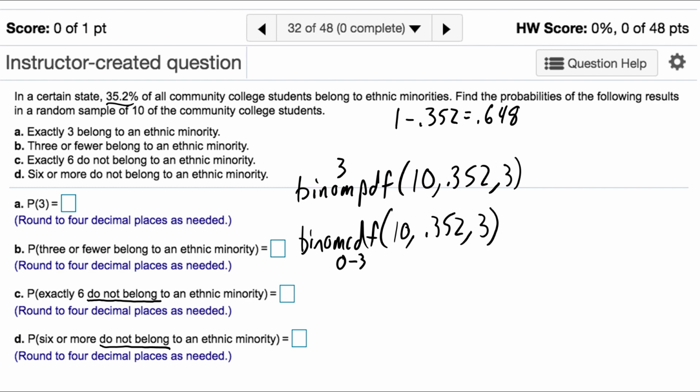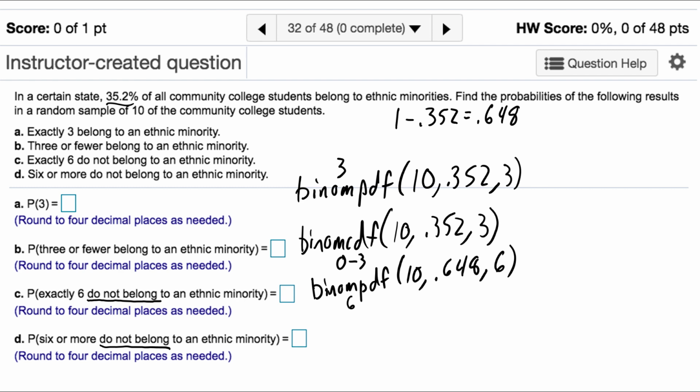Now that we know that, we can find these probabilities. Exactly 6 do not belong, so the exactly is going to be a binomial PDF. It's still 10 trials, but now the probability that they do not belong is 0.648. And then exactly 6, so 6 for the number of successes. That's going to find us exactly 6.